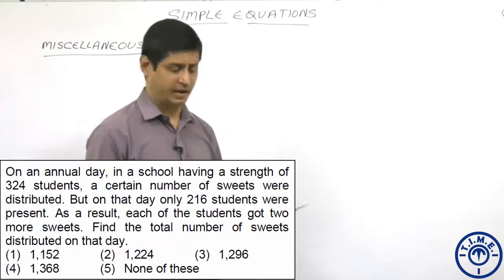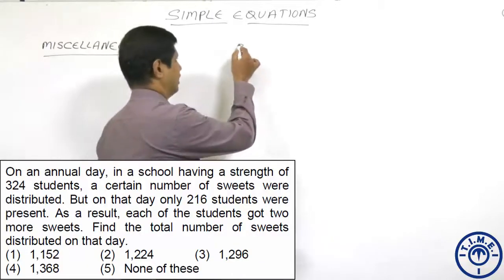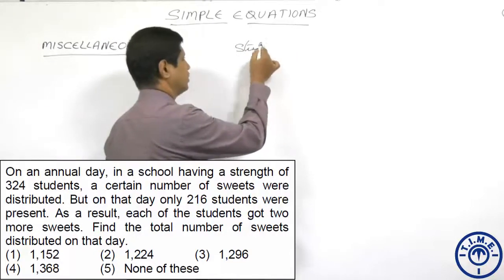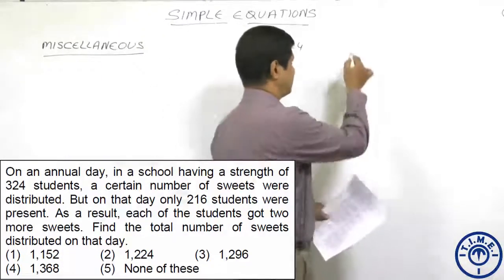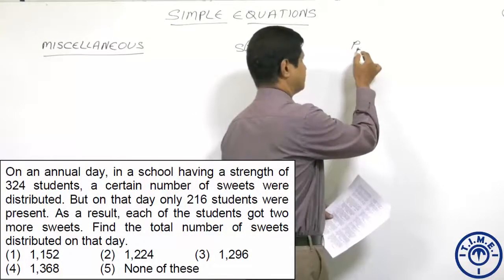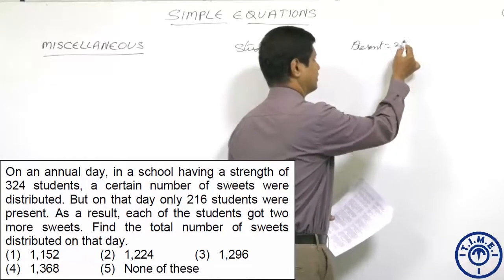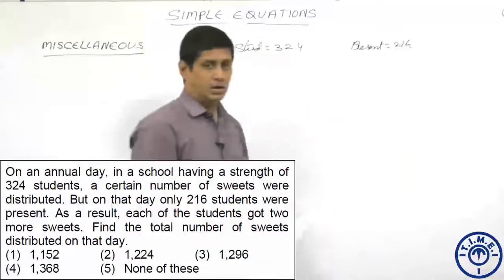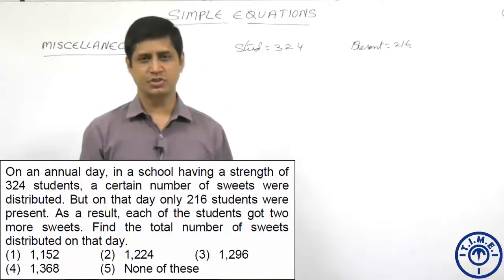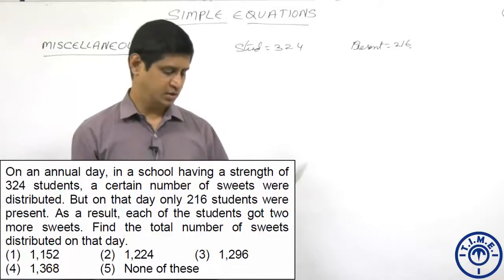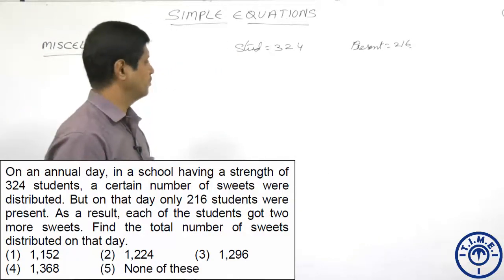Total number of sweets to be found. How many students here? 324 students. The total number of students is 324. How many are present? The number of students present is 216. Now what happened here? Because of the absentees, the number of sweets distributed to each student increases by 2. The 2 more sweets were distributed. Total number to be found.